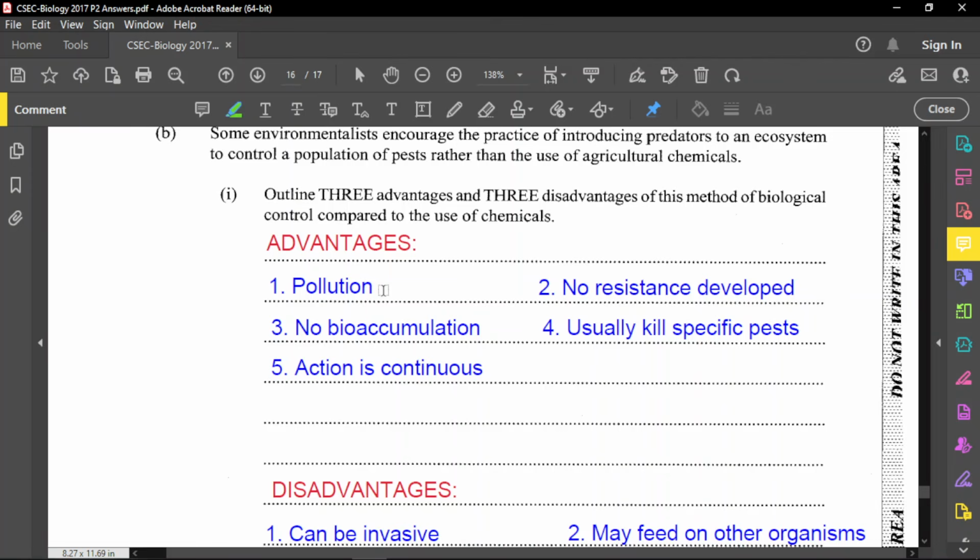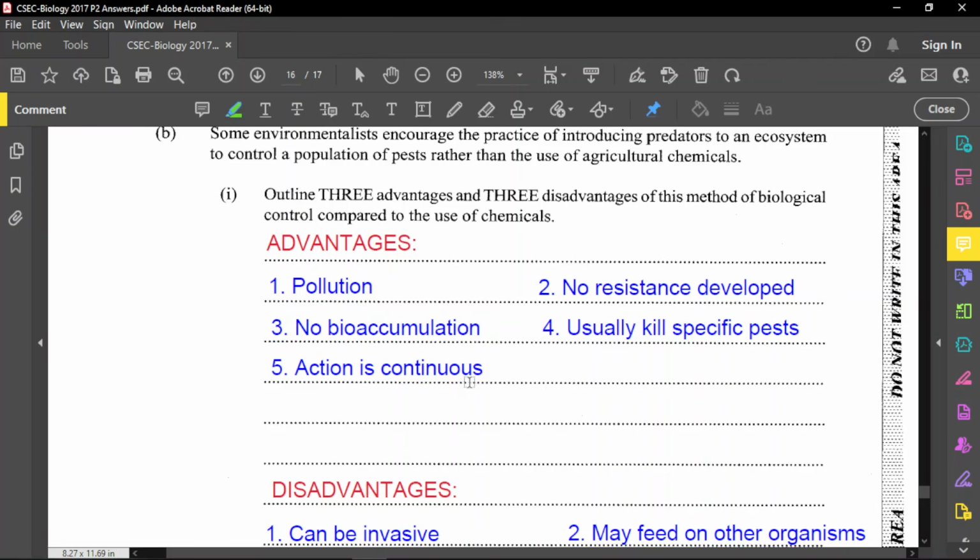For biological control, there is no bioaccumulation. What do I mean by that? No poisonous substance will remain inside of the organism that will travel on through the food chain or the food web. The action is continuous, which means if you have a predator-prey relationship, like one organism eating another organism to control them, then it'll be a continuous feeding relationship.